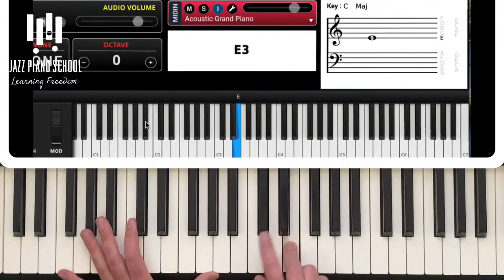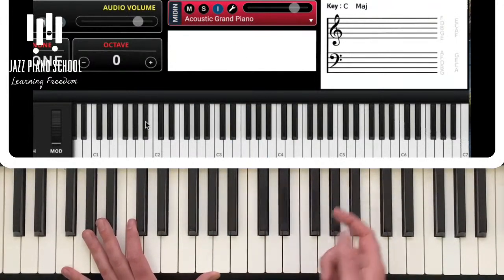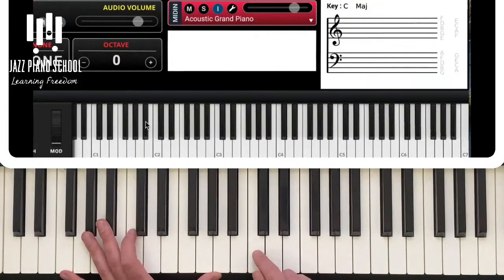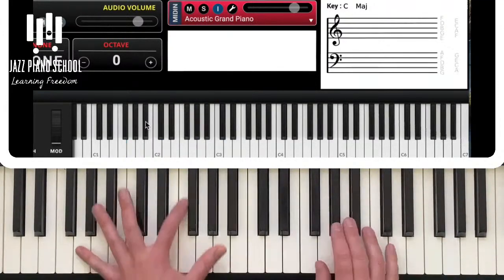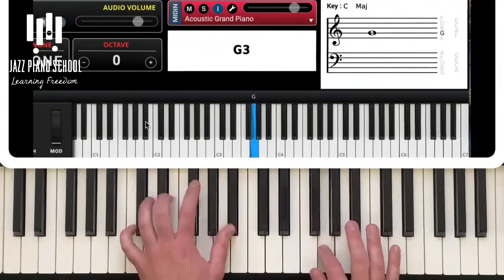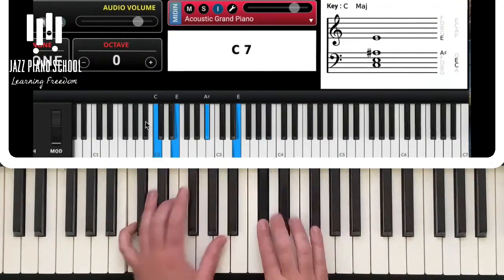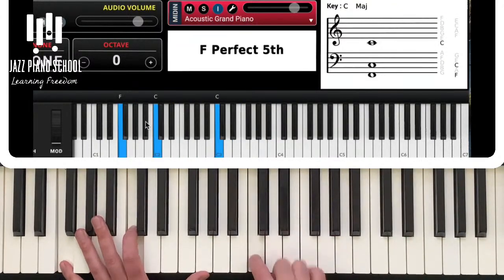Because you're going to resolve, you want to resolve. The key to using this is the resolution to the next chord. Now, the resolution to the next chord is my F major 7, right? So I can go. I resolve to the 5 of my F major 7.